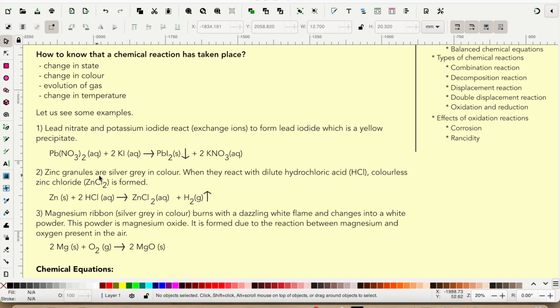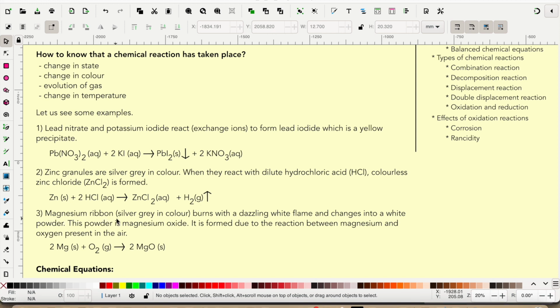Zinc granules are silver gray in color. When they react with dilute hydrochloric acid, colorless zinc chloride is formed. In this chemical reaction, you see change in state, change in color, and evolution of a gas. If you touch the conical flask or test tube in which reaction is taking place, it will be warm.